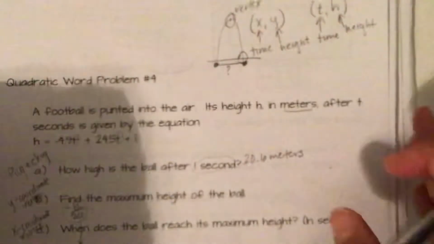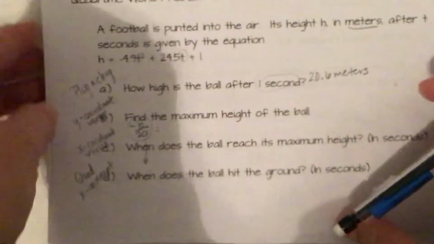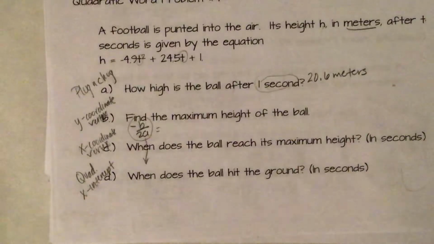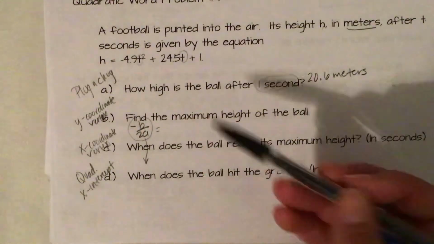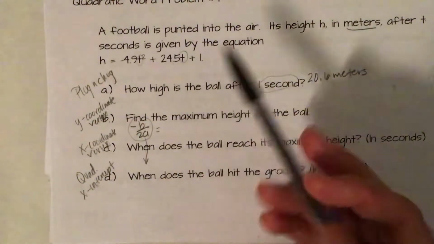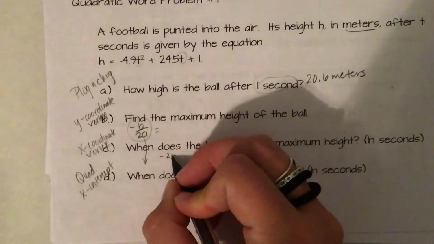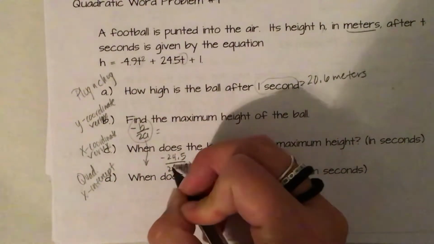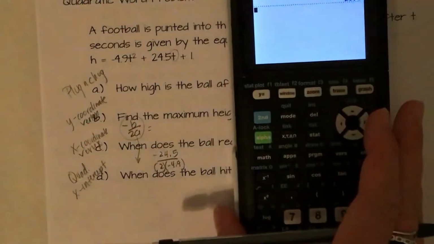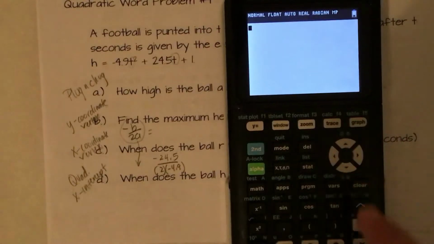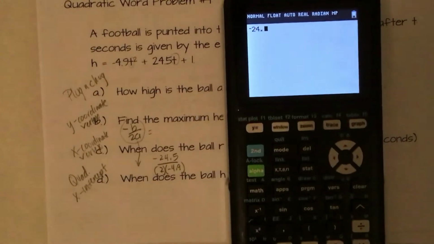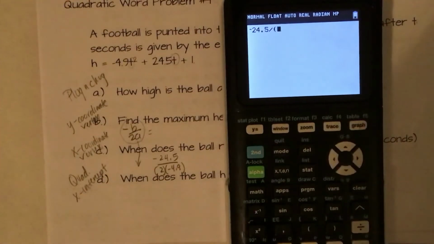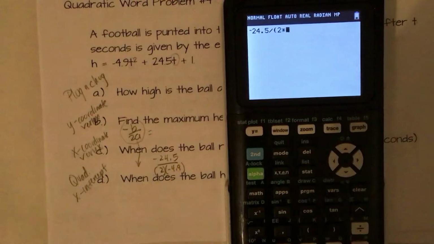Let me see if I can zoom in just a little bit on that. Okay. All right, so now if we do negative b over 2a, it's going to be negative 24.5 all over 2 times negative 4.9. Okay, putting that on my calculator, I have negative 24.5 divided by, notice I put everything in the denominator in parentheses, so 2 times negative 4.9.